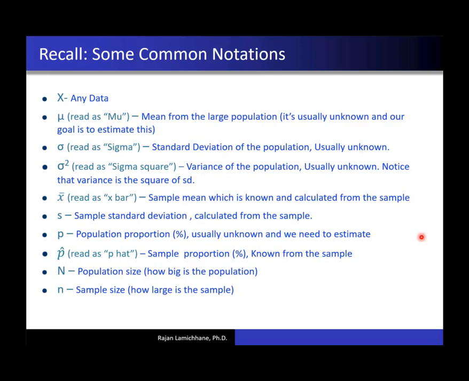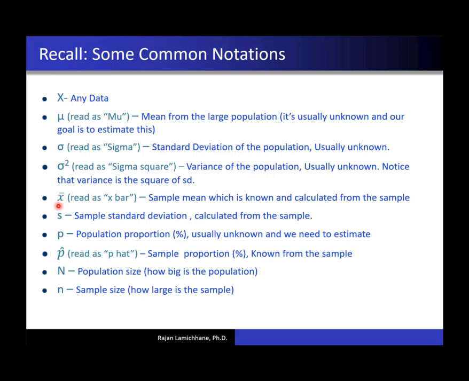Now, for convenience, I'm putting some important notations here. You don't need to memorize all of these, but knowing them is very useful in doing any kind of analysis. Any data can be represented by X, and mu means the mean of the population, which is actually unknown. Similarly, sigma is the standard deviation of the population and usually unknown, and sigma squared is the variance, the square of the standard deviation, also usually unknown.